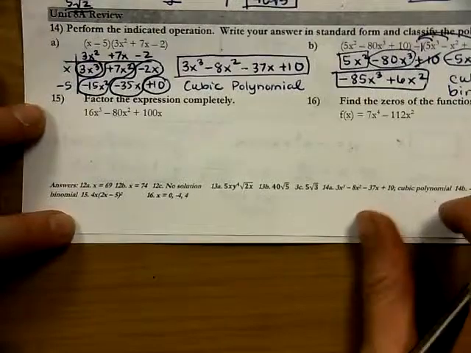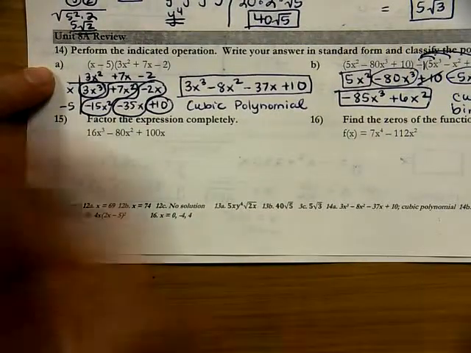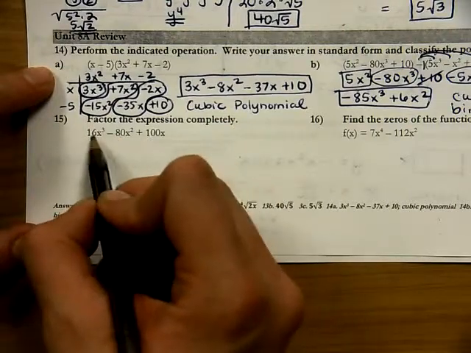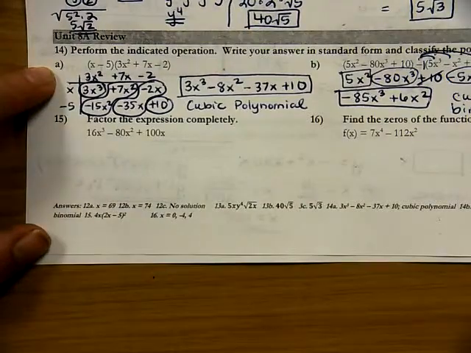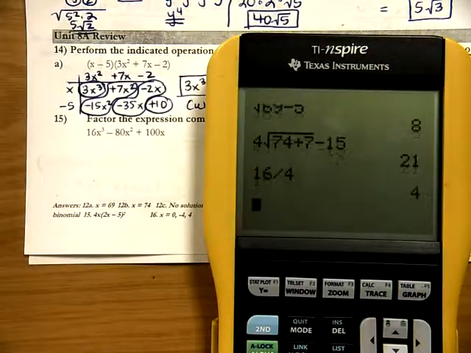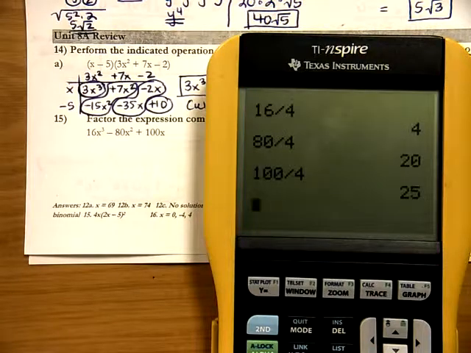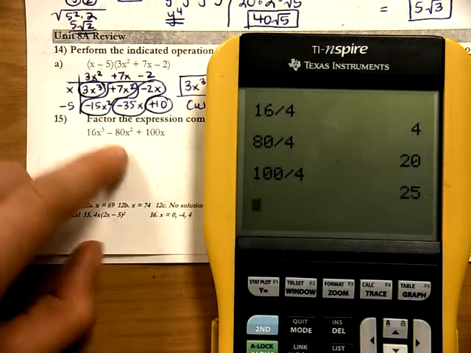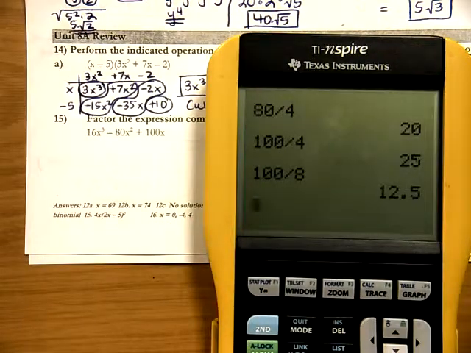Moving on to number 15, we're asked to factor the expression completely. I know my first step in factoring is to factor out the GCF. The GCF of these 3 terms, well, I look at 16, 80, and 100. I know they're all even, so they're divisible by 2. Let's see if there's a bigger number they're all divisible by. I know that 16 is divisible by 4, 80 is divisible by 4, and 100 is divisible by 4. So maybe it's 4. Well, there might be a bigger number. I know 16 is also divisible by 8. I know 80 is divisible by 8. Let's check 100. 100 is not divisible by 8, so that's not going to work.